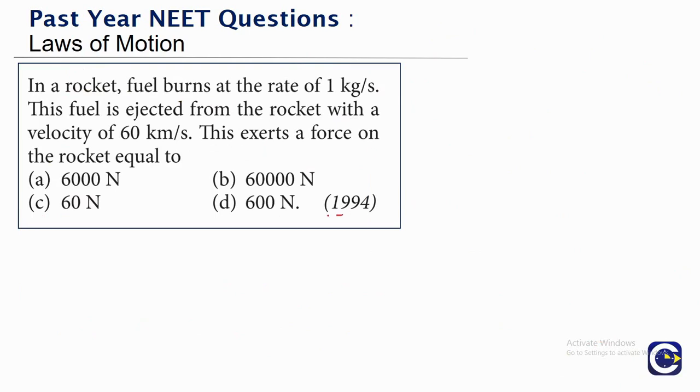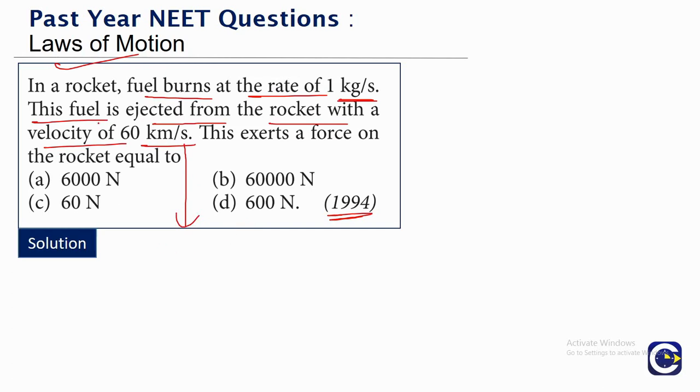Let us look at another question. This is also based on rocket propulsion. This has come in the year 1994. In a rocket, fuel burns at the rate of 1 kg per second. This fuel is ejected from the rocket with a velocity of 60 km per second. You have to be careful about the units. Because this is the velocity with which the fuel is ejected, this is our U. U is 60 km per second, so we should convert this into SI unit. It will be 60,000 meter per second.